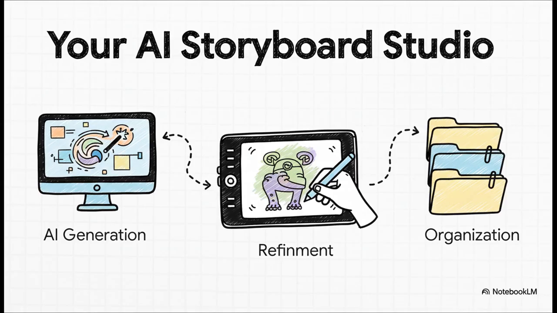So what does your new studio setup look like? Well, for the AI part, you're using something like Midjourney or Stable Diffusion. For all that crucial refinement work, it's your trusted software like Photoshop or Storyboard Pro. For organization, something simple like Notion or Google Drive works perfectly. And here's the one non-negotiable piece of gear, a drawing tablet. It's essential for adding that final artist's touch.